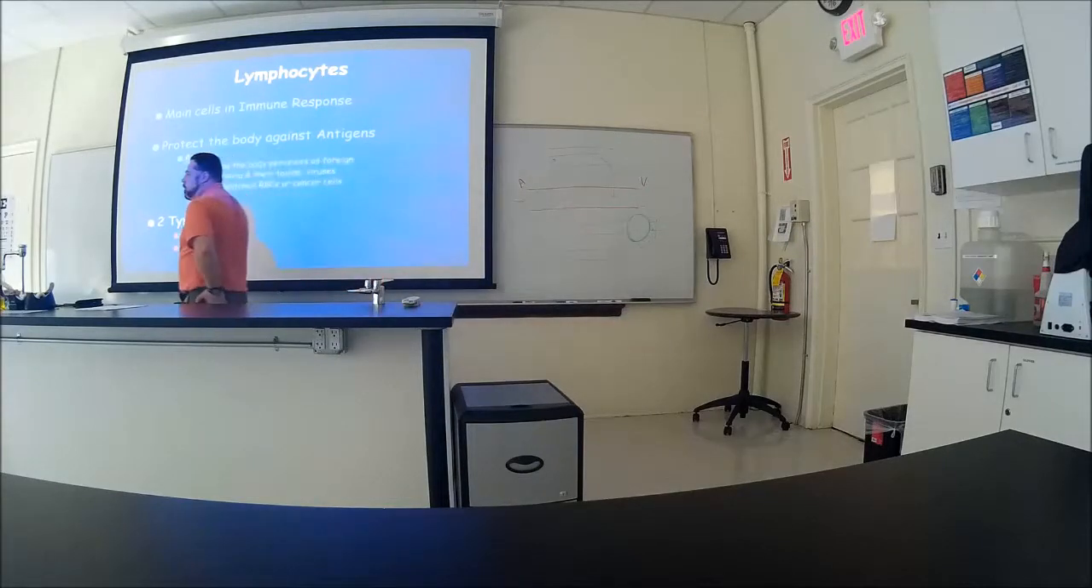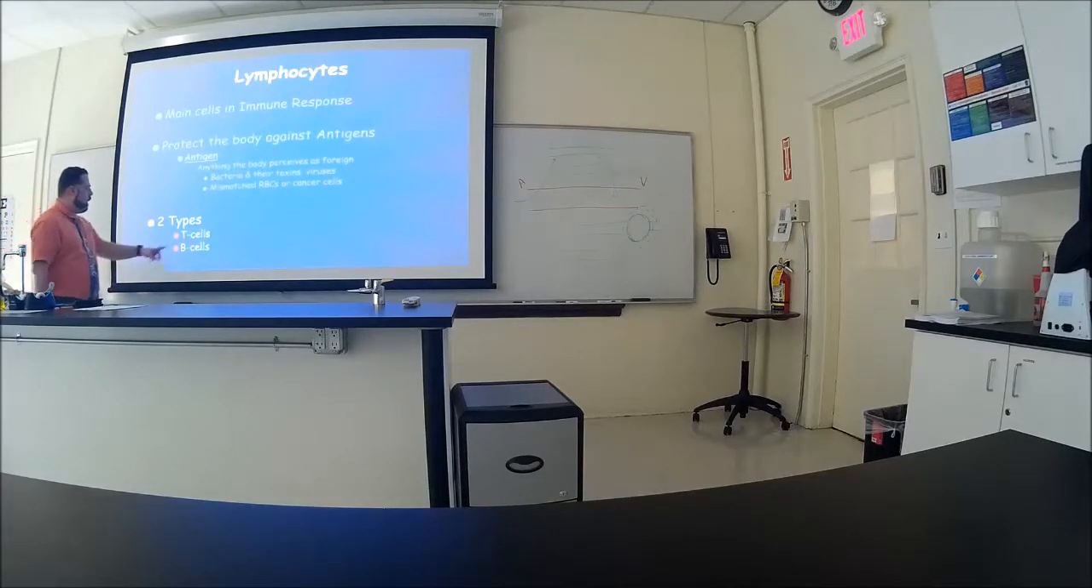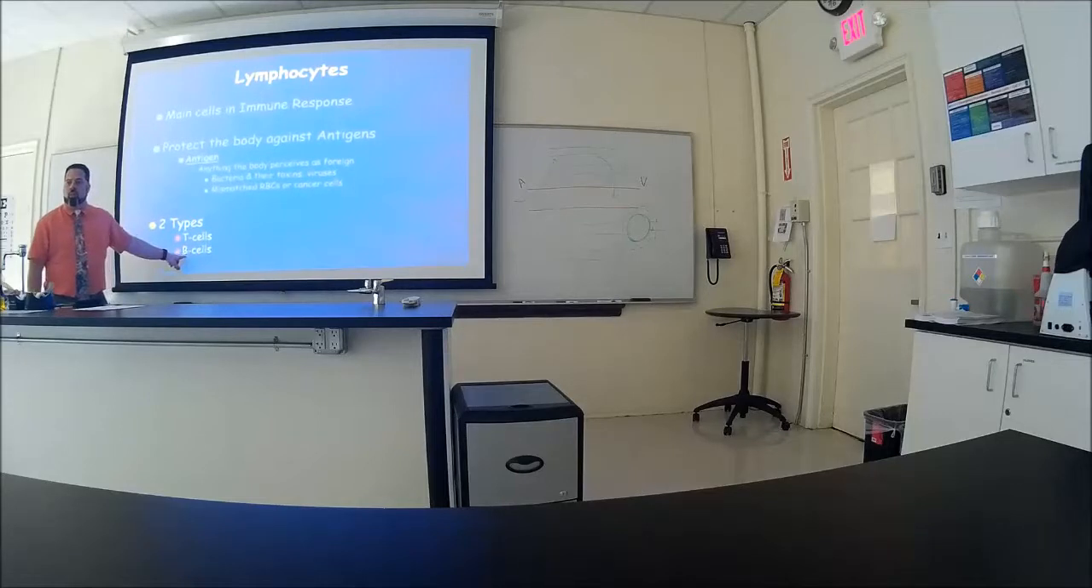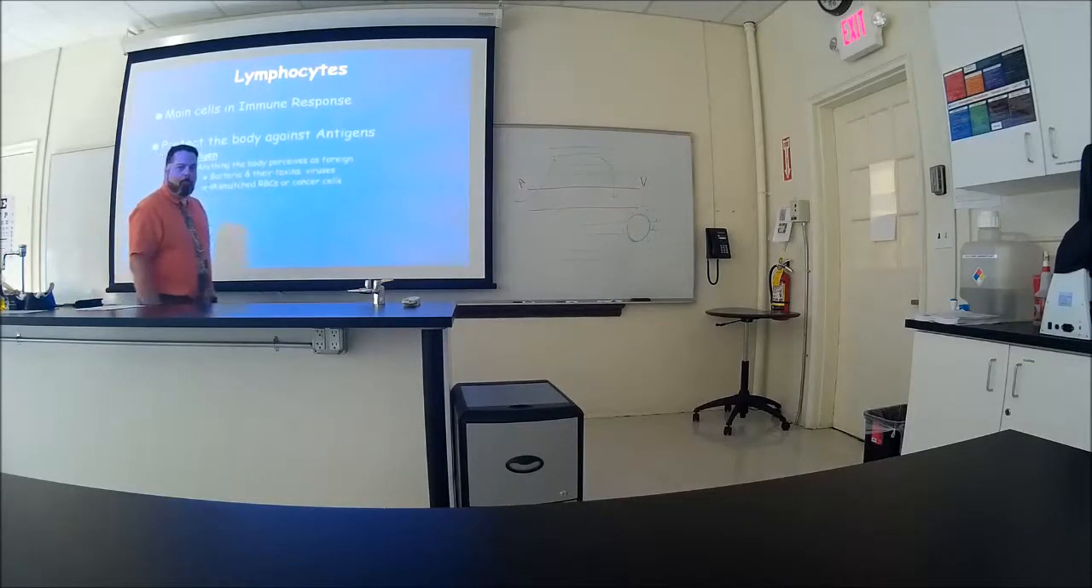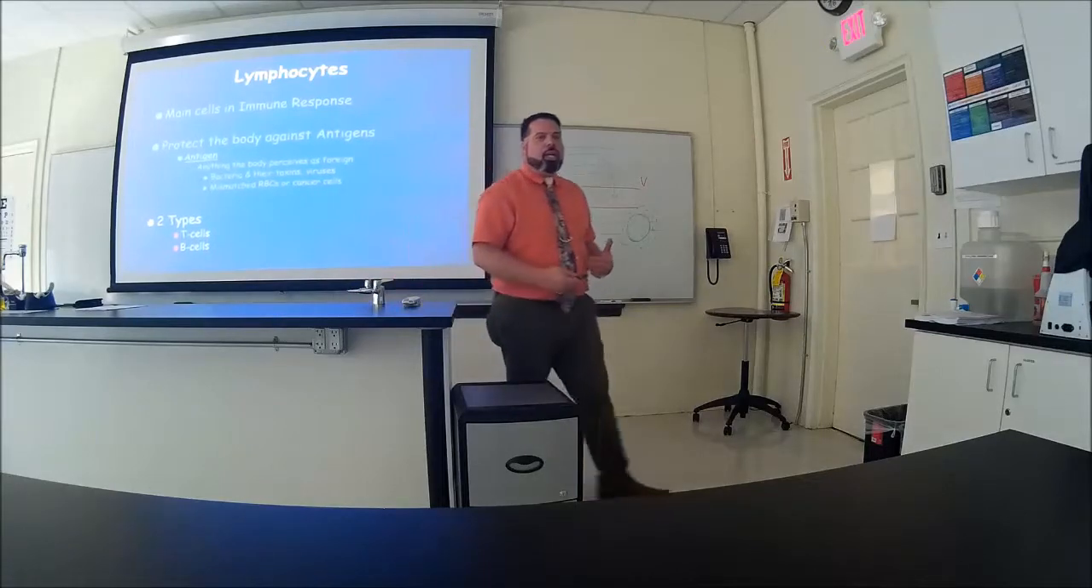We have two types of lymphocytes, T cells and B cells, okay? The T stands for thymus. So they're both lymphocytes. Lymphocytes that mature in the thymus will be called T cells. Lymphocytes that mature in the bone marrow, and that's what the B stands for, are going to be referred to as B cells. B cells are also the ones responsible for making antibodies.